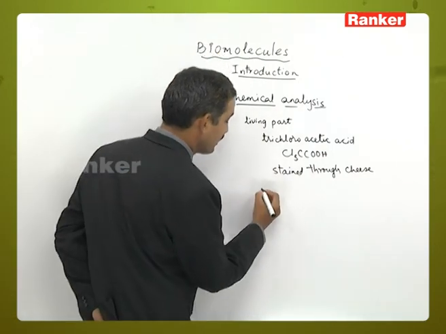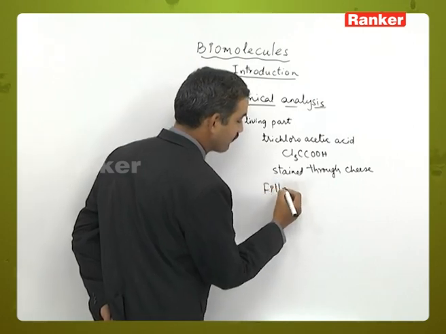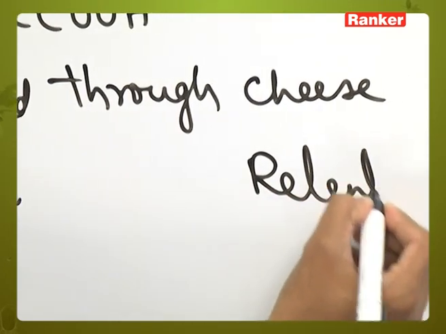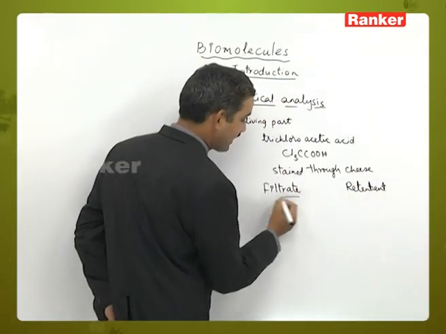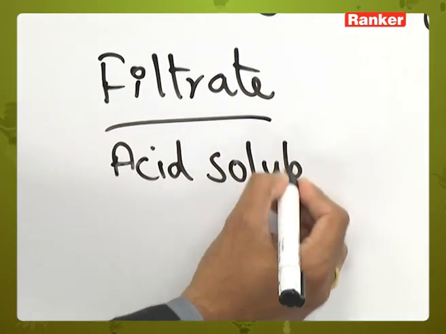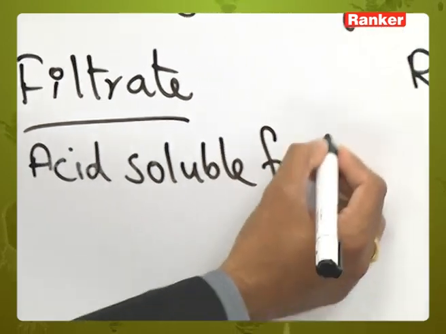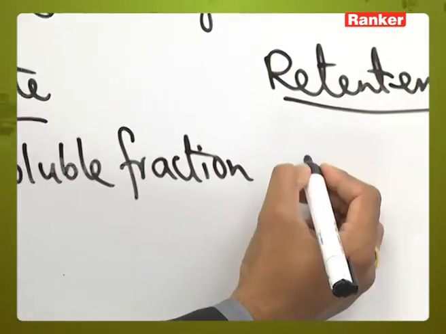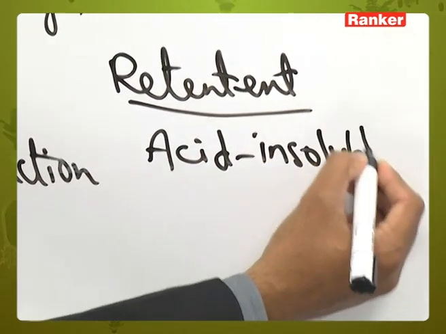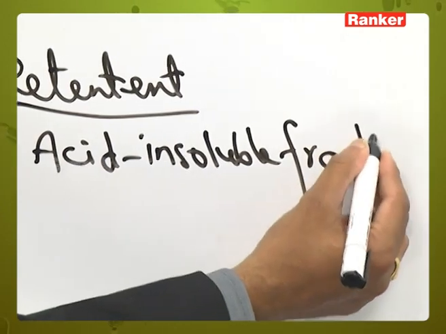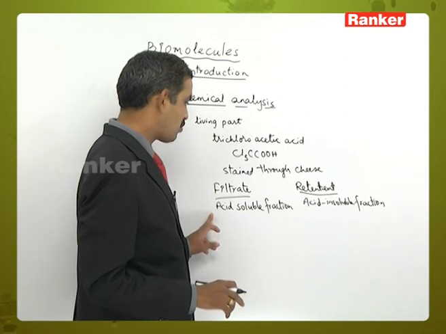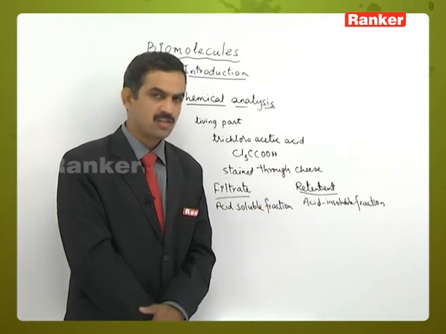One is called as filtrate and other is called as retentate. Filtrate is called as acid soluble fraction, whereas retentate is called as acid insoluble fraction. Likewise, we get two parts: filtrate or acid soluble fraction, retentate or acid insoluble fraction.